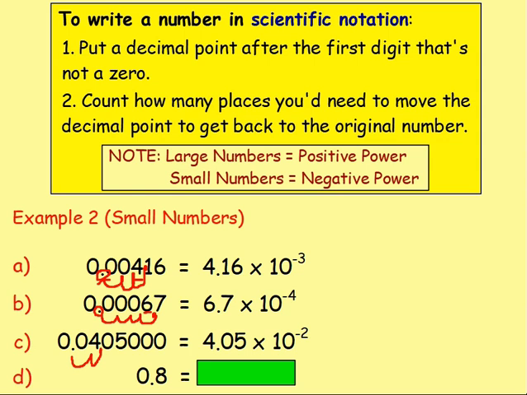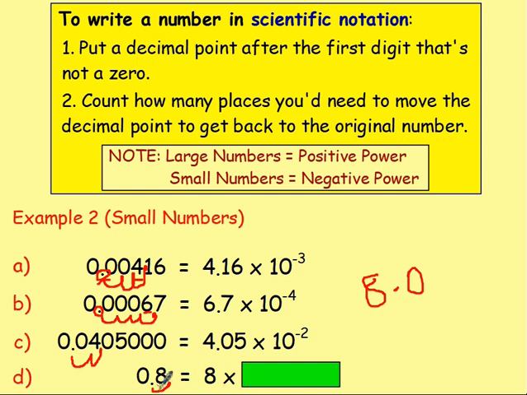For D, 0.8, how would you do that one? Well, the decimal goes after the first number that's not a 0. So that's the 8. So you'd have 8 point. And then if the decimal was after that, how many places would you have to move it back to the original position? 1. Good. So 8 point what? What's after that? There's nothing there. So you can either write it down as 8.0 if you want, or you could just write it as 8. 8 works as well, because 8.0 is the same as 8.